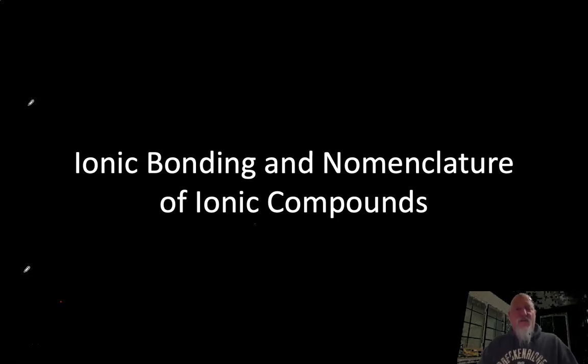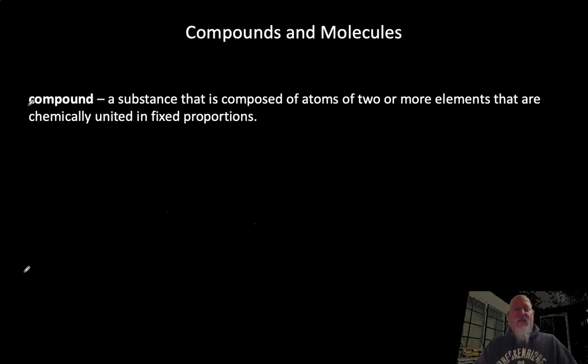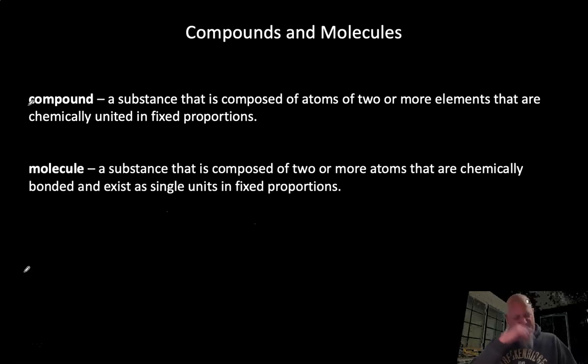Alright, so this video is going to be about ionic bonding and nomenclature of ionic compounds. So again, we've been talking about compounds and molecules in this chapter, and there's a slight difference between them. Compounds are substances that are composed of atoms of two or more elements. So in a compound, you have to have two different elements, and they are chemically united, meaning that there's a bond between these elements, and they exist in fixed proportions.